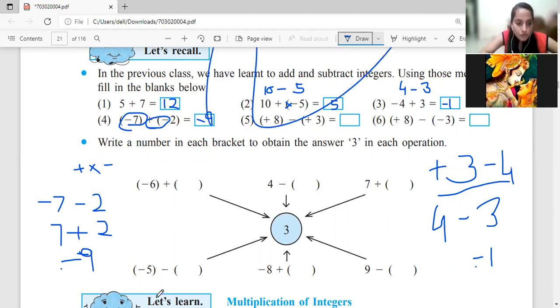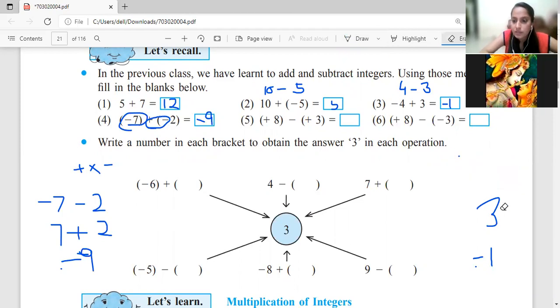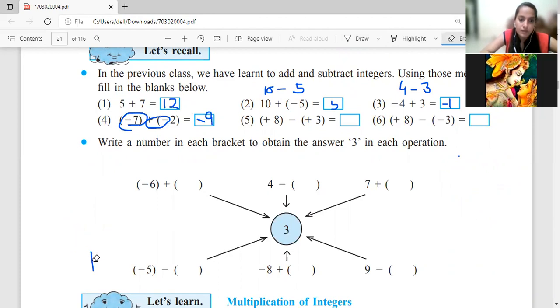Oh, I'm so sorry. Let me rub this thing तो हमारे पास वापस स्पेस बन जाएगा. चलिए.